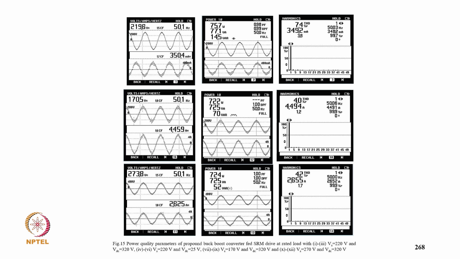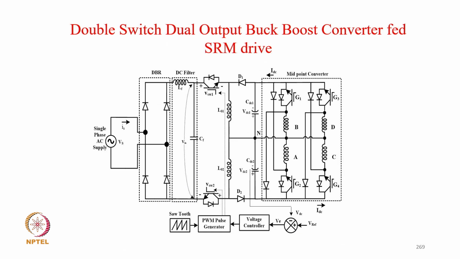At very low power we get a power factor of 0.987, and at full load at 170 volts we get 4% THD with unity power factor, and at 270 volts also we get unity power factor with 2% THD.